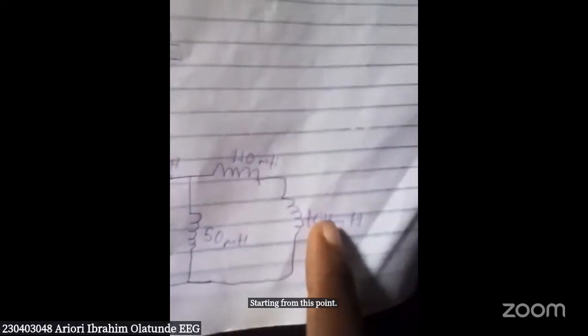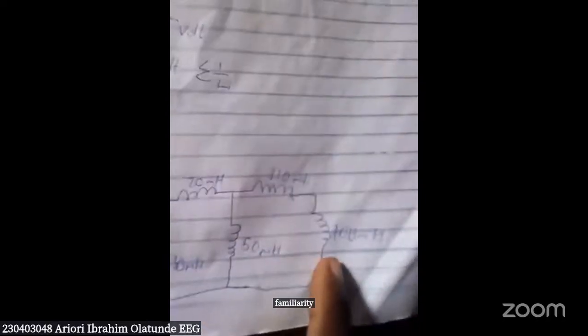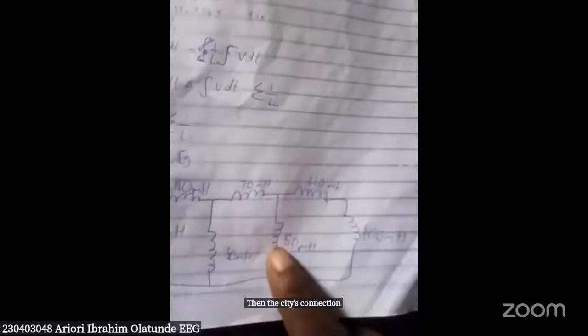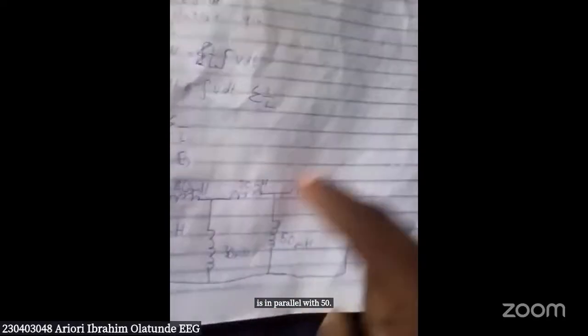Okay. Looking at the diagram, we can see that starting from this point, I have 100 millihenry and 40 millihenry connected in series. Then the series connection is in parallel with 50. Now the total network is in series with the 20 millihenry, and all the network is in parallel with 30. And all this network is in series with this, and all the network is in parallel with this.